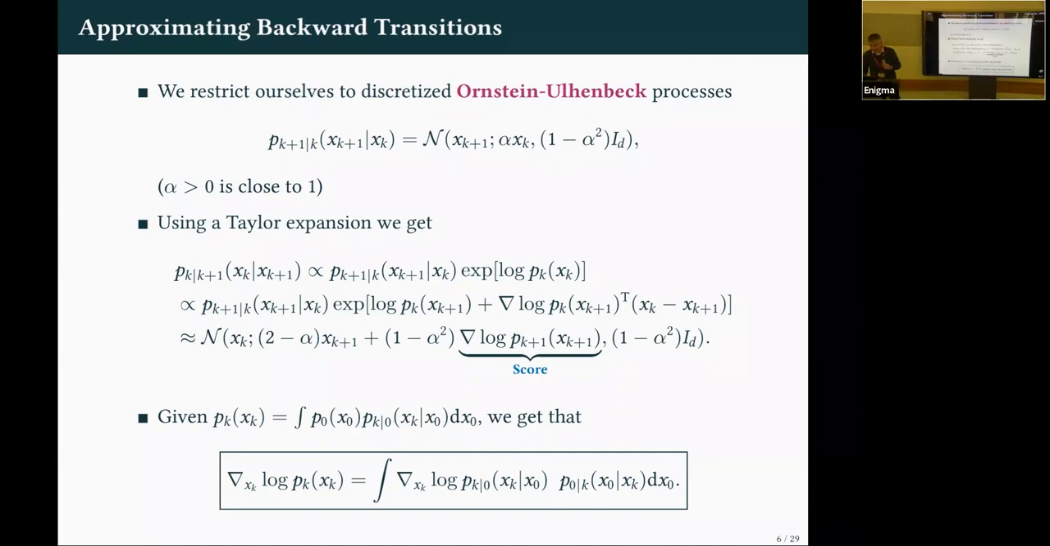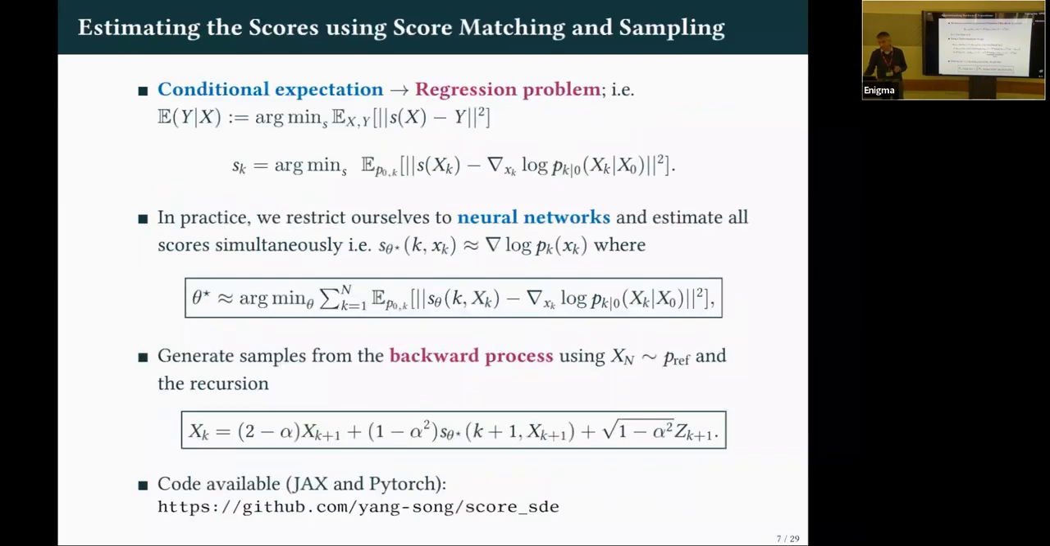If you have a conditional expectation and you want to approximate it, what you do is regression. So we're going to do regression. I'm going to parameterize a class of functions, a neural network, and minimize the squared norm of the difference between this function and the grad log of the forward transition. Here the expectation is with respect to the joint distribution of x_0 and x_k, which is very easy to sample.